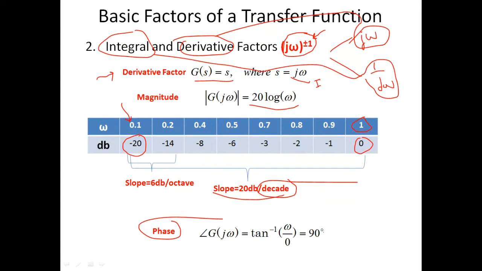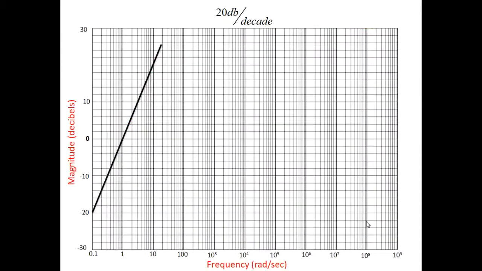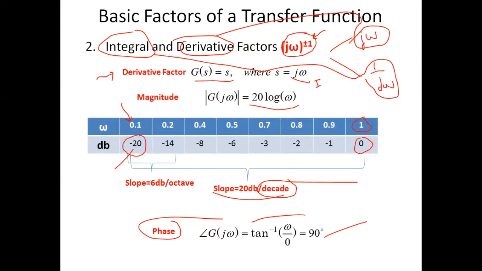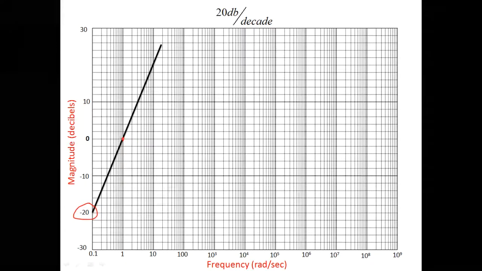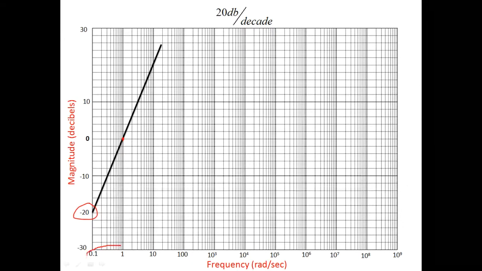For the phase, it's tan inverse of w over 0, which is 90 degrees. Here we start from minus 20 to 0, as shown in this first curve. So we start from minus 20 decibels to 0 for one decade, right? And this is the decade, as you know.